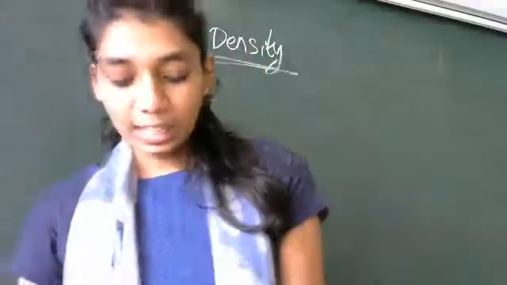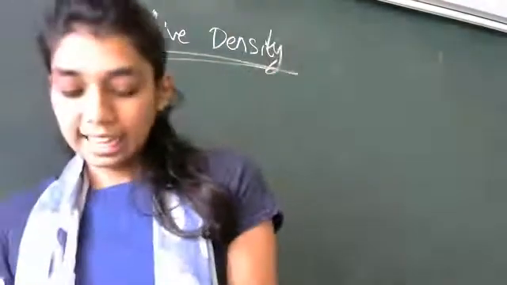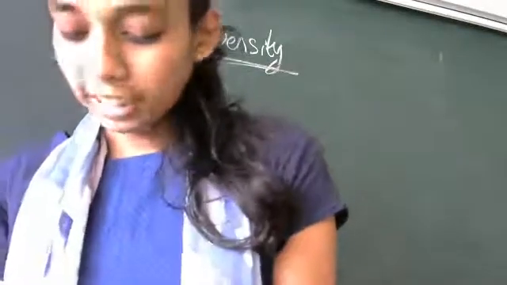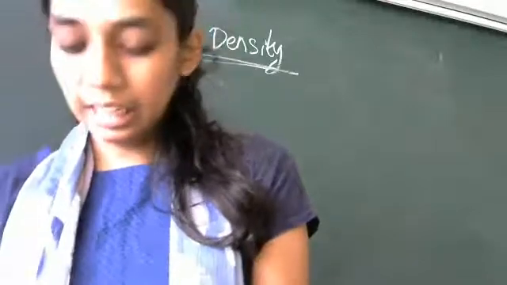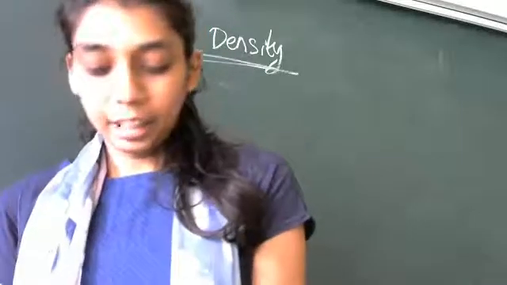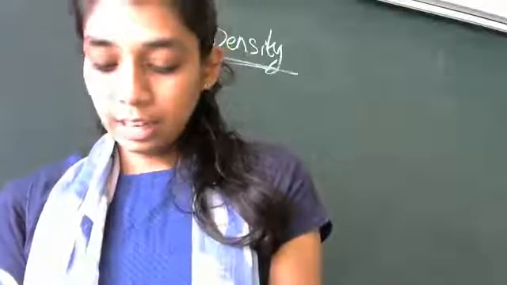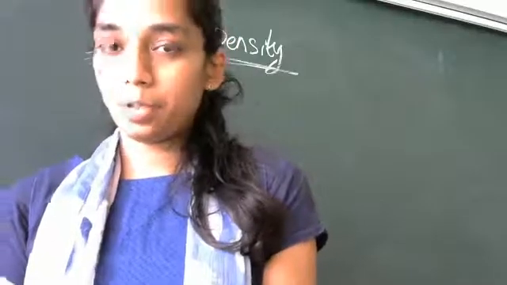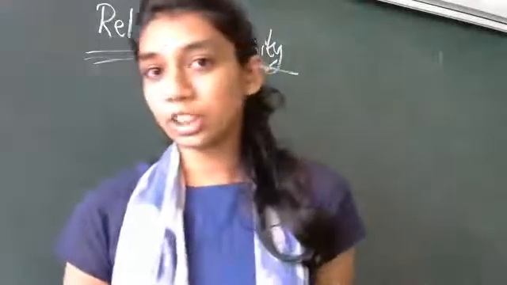Relative density of silver is 10.8. Okay, and the density of water is 10 raised to 3 kg per meter cube. What is the density of silver in SI units? Okay, did you all listen carefully to the question or should I read it once more?